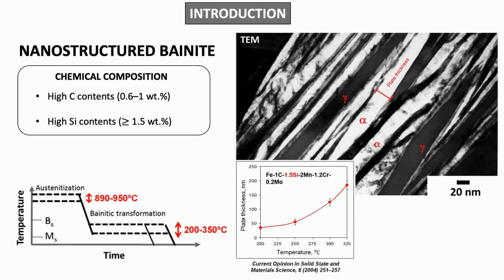If we go to the nanoscale, we can observe this TEM, and we see that there are even films of austenite with a thickness of some tens of nanometers between plates, also very thin, of bainitic ferrite. So in general, what we have is basically these two phases: bainitic ferrite, which is BCT with a small tetragonality, and austenite, whose crystal structure is FCC.